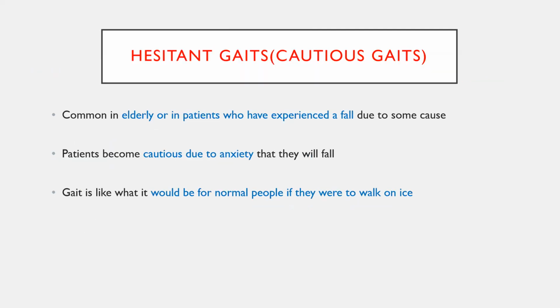Okay. Next, come to the hesitant gait. As age progresses, due to a defect in the proprioceptive mechanism, the patient sometimes walks very cautiously, as if walking on ice. This is also called ice pack gait. This hesitant gait is most commonly seen in the elderly, because the patient may be conscious, due to anxiety, that he would fall.